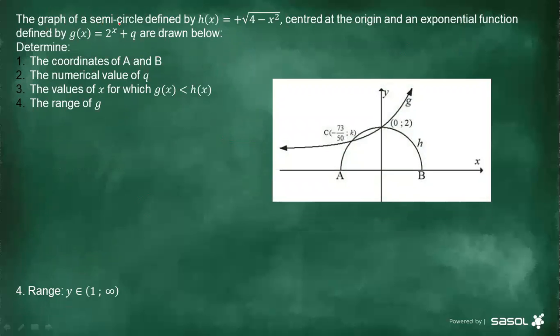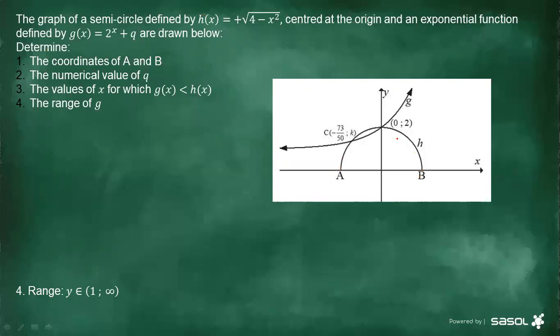The graph of a semicircle defined by h of x equals plus square root of 4 minus x squared, centered at the origin, and the exponential function defined by g of x equals 2 to the power x plus q are drawn below. Determine the coordinates of A and B.